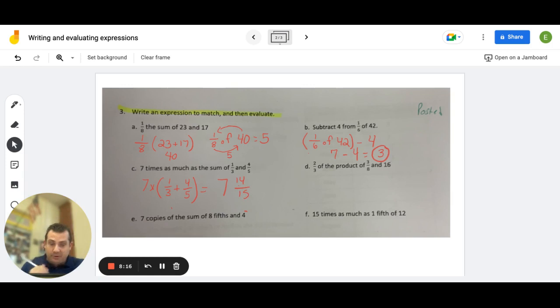We go to D now. 2/3 of the product of 3/8 and 16. So I'm doing 2/3 of, so I'm multiplying it by the product of 3/8 times 16. I'm automatically going to put that over 1. So I have to figure out what 3/8 times 16 is. Now, you can do 3 times 16. So I'm going to do 3 times 16 is going to give us 48. All right. So that's going to give us 48 over 8, which simplifies to 6.